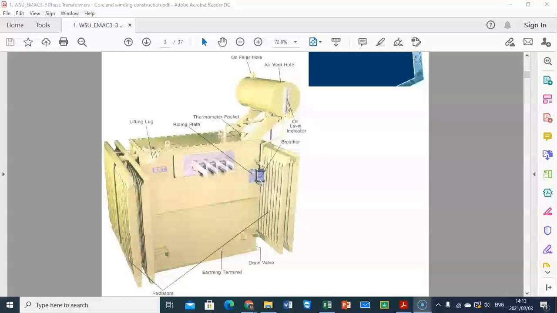And we can maintain it by changing oil and silicone gel, and we usually need to maintain it when the silicone gel turns pink. We can also see in this picture the oil level indicator, which is situated on the conservator tank, and we can see the oil filler hole at the top of the conservator tank.